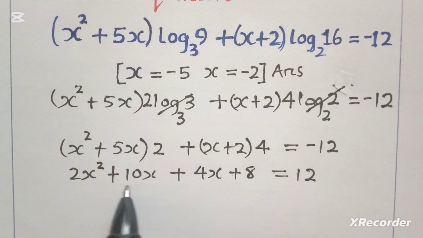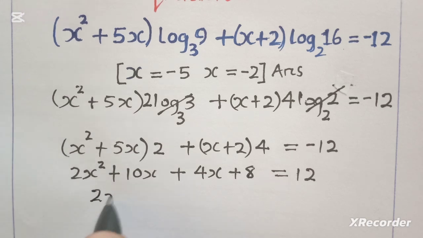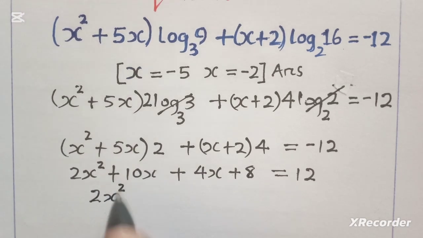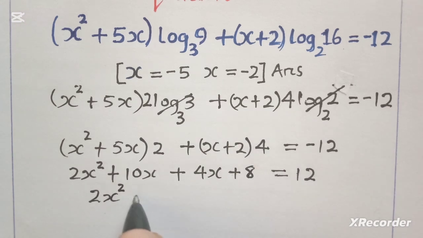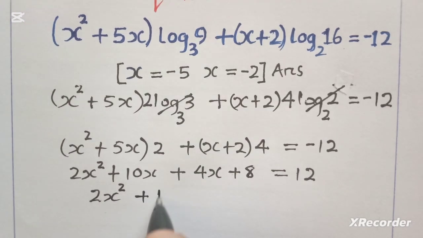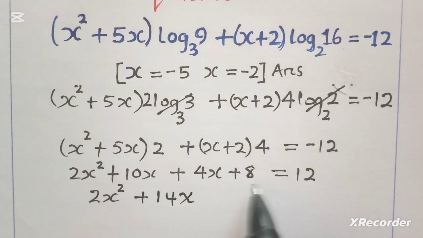Here we can add the like terms together. So when we add the like terms together, 2x squared, that one remains alone. Then we are left with the 10x plus 4x, which gives us now 14x. Like that. Then we have 8 here, we have also 12.